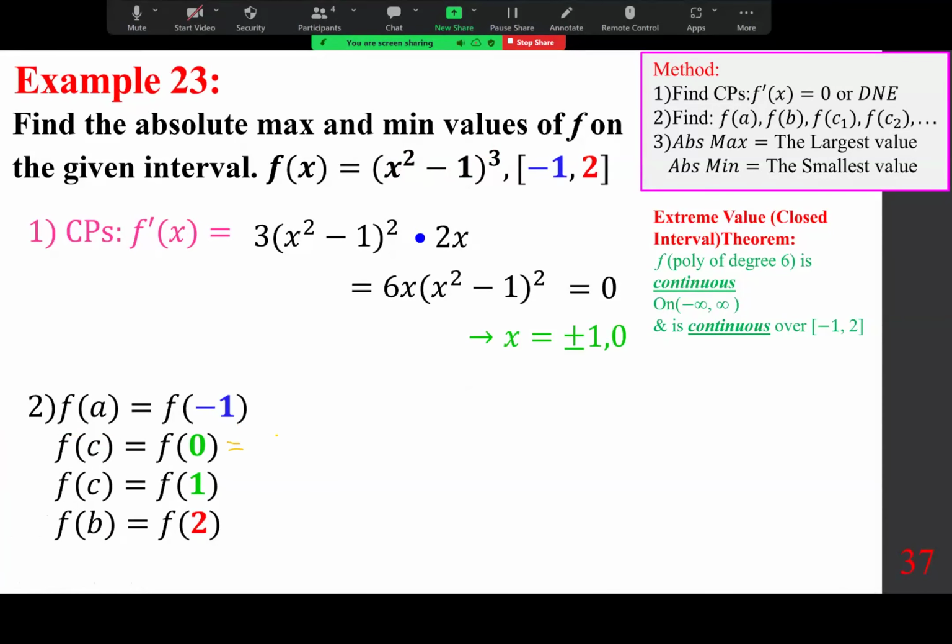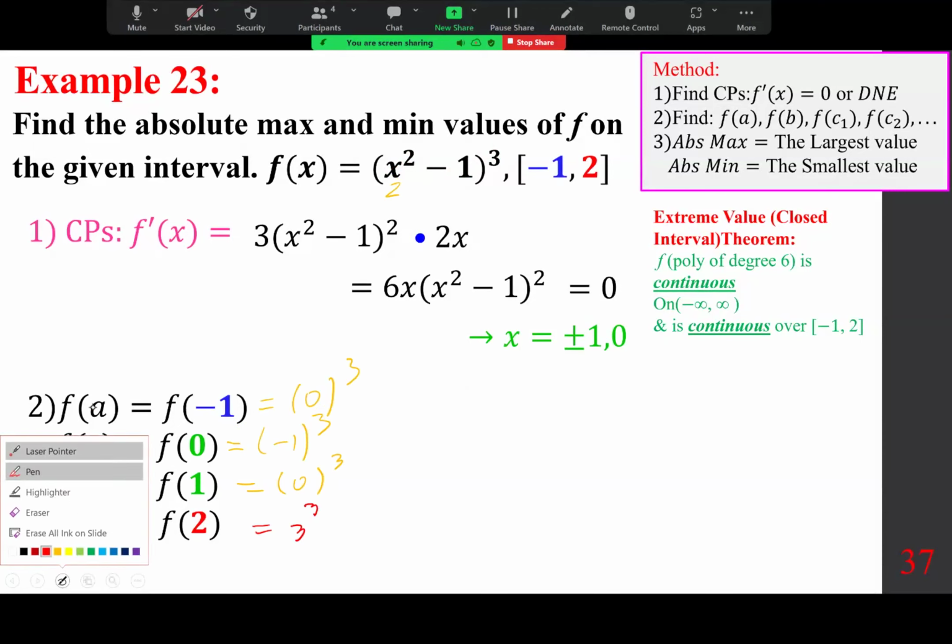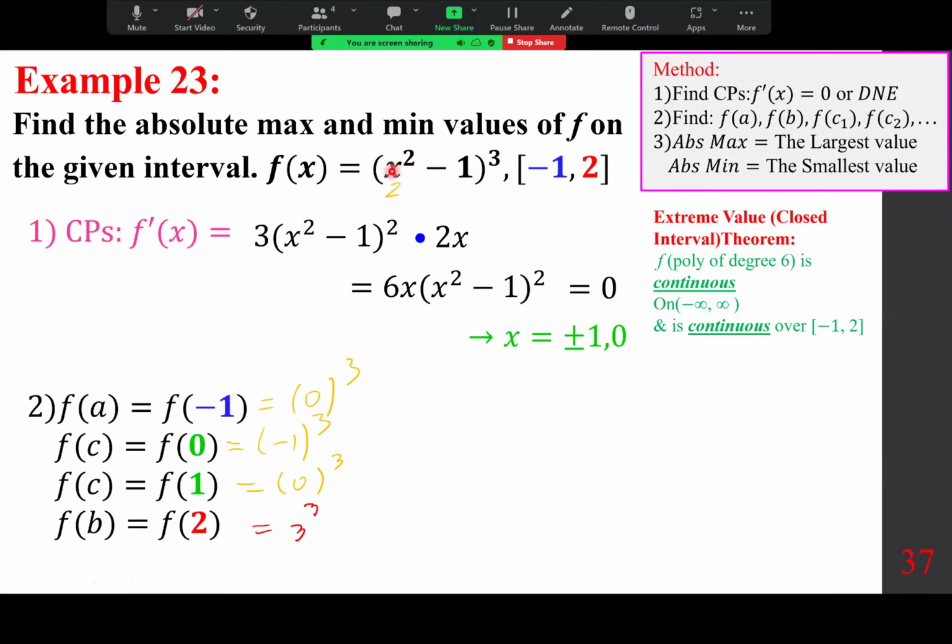So if you put 0, you get negative 1 cubed. If you put minus 1, you get 0 cubed. If you put 1, you get 0 cubed. If you put 2, let me use a red color, then you get 2 squared, 4 minus 1, 3 cubed.